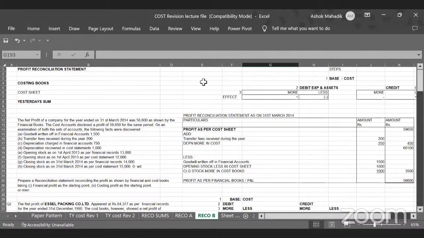Okay. So profit reconciliation statement. That is one of the easiest chapters, but I don't know why students find it very difficult. I'll show you very simple techniques to solve these sums. Even you will find this sum very easy to solve.